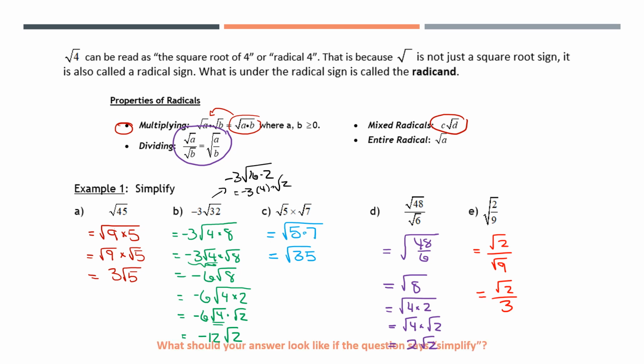At the bottom it says, what should your answer look like? If your question says simplify, it means your answer should have one radical in it, right? Not two. Your answer should have one radical in it. Either it's an entire radical or a mixed radical, but your radical should be in lowest terms always. So if it says simplify, you've got to get that radical into lowest terms if you can, like we have for all of these here.